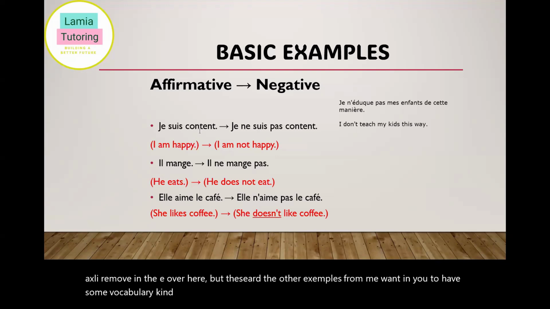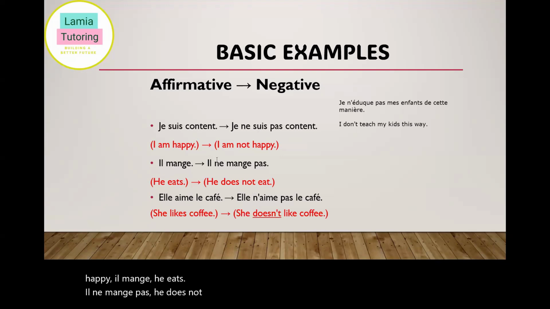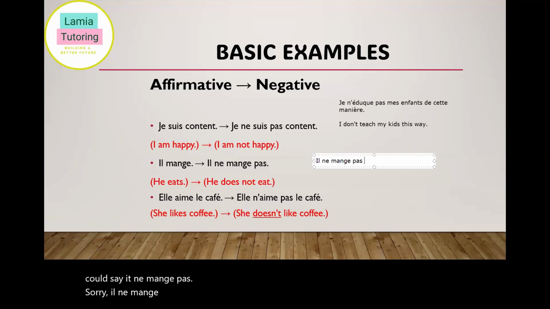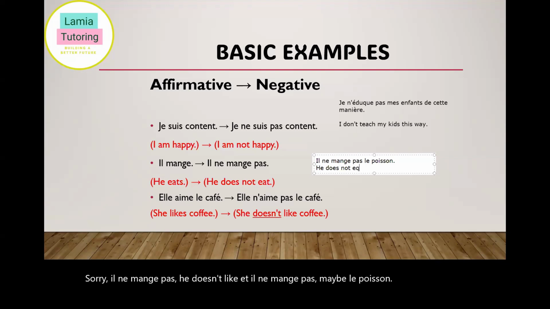So, je suis content means I'm happy. Je ne suis pas content, I'm not happy. Il mange, he eats. Il ne mange pas, he does not eat. So you could definitely say something else here. You could say il ne mange pas, let's say a dish that he doesn't like. Il ne mange pas maybe le poisson, maybe fish. So this one is fish. He does not eat fish.